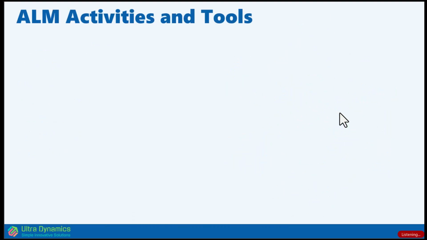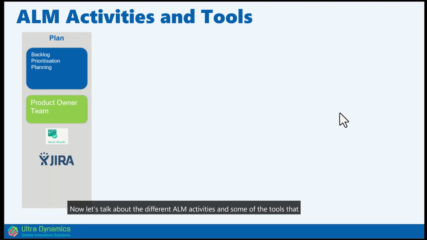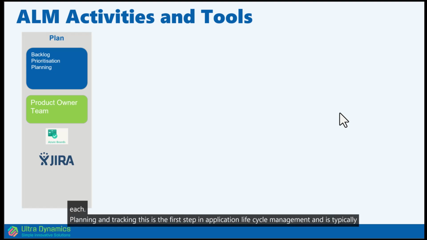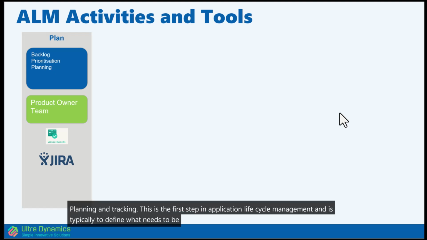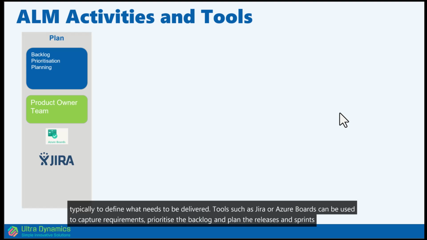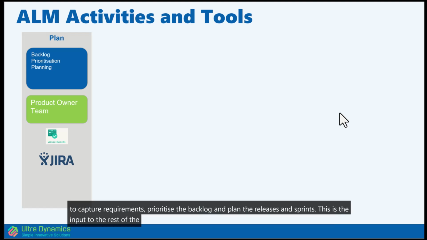Now let's talk about the different ALM activities and some of the tools that are available for each. Planning and tracking. This is the first step in application lifecycle management and is typically to define what needs to be delivered. Tools such as Jira or Azure Boards can be used to capture requirements, prioritize the backlog, and plan the releases and sprints. This is the input to the rest of the process and needs to be correct to achieve the right output in the end.